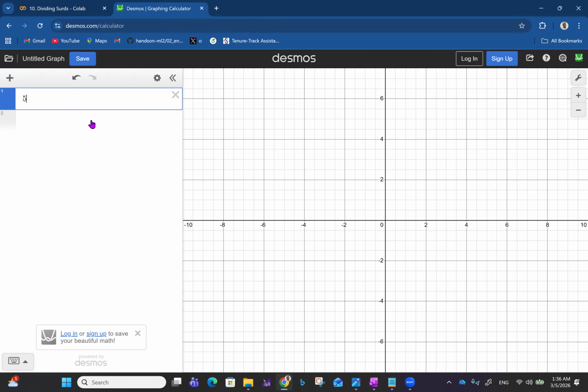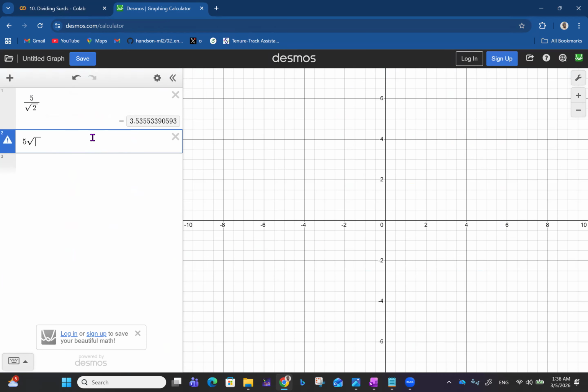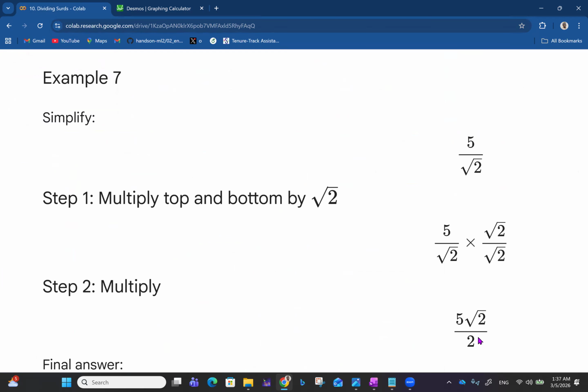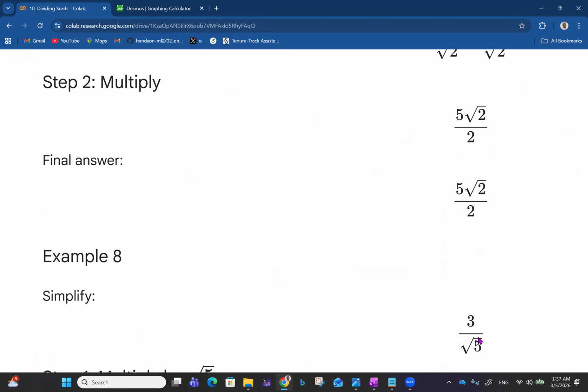So you have 5 divided by square root of 2, which is 3.53, blah, blah, blah. And then you now have 5 square roots of 2 divided by 2. So you see, they are exactly the same. But now this one is easier to handle than 5 over root 2, because by rule, we don't want to have a radical in the denominator. So the final answer is 5 root 2 over 2.